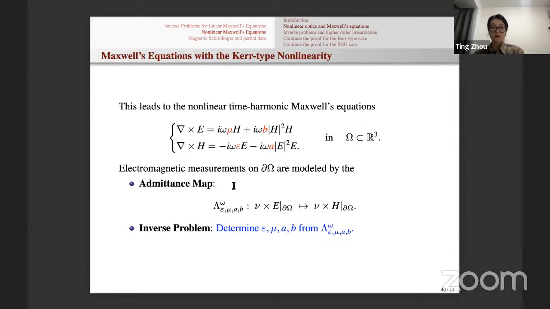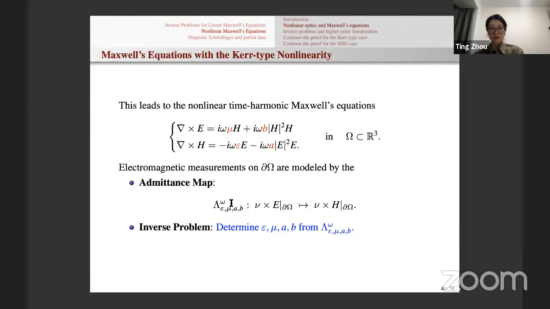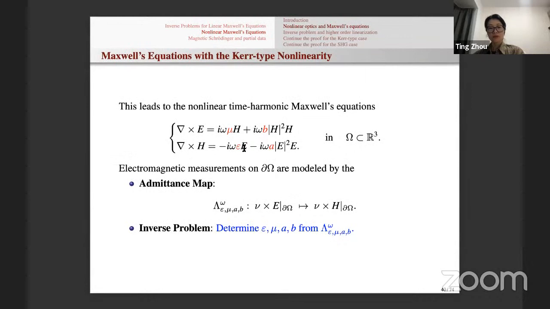Okay, so the inverse problem is to determine not only the linear properties mu and epsilon, but also the nonlinear susceptibility coefficients A and B from the boundary admittance map as before, the tangential electric field to tangential magnetic field.